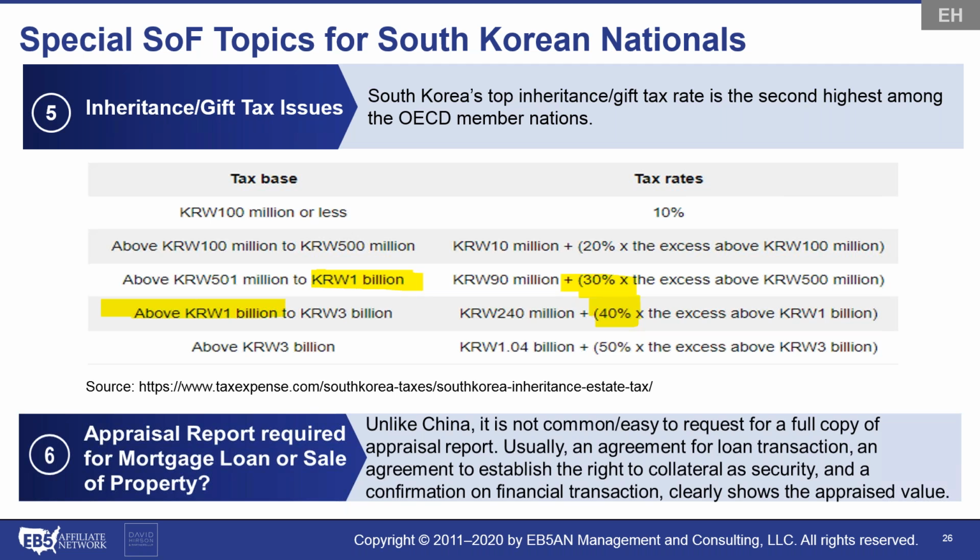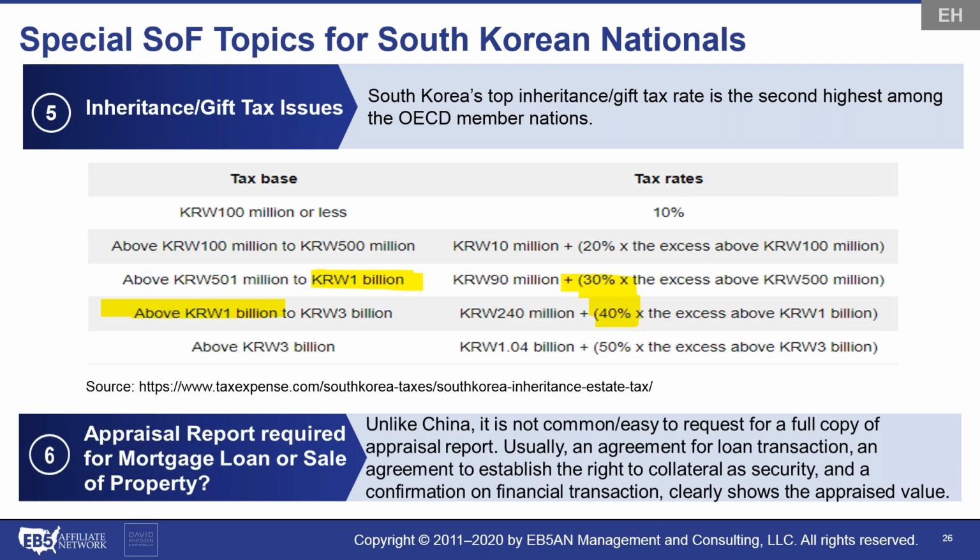Appraisal report. So the last point is the appraisal report required for a mortgage loan or sale of property. In China, for Chinese EB-5 investors, what we do is we include a full booklet, a full appraisal report showing the current fair market valuation of the property, especially when they're using a loan or sale of property as part of their source of funds. But unlike China, it is really not common or easy to request a full copy. Most of the banks would say no.